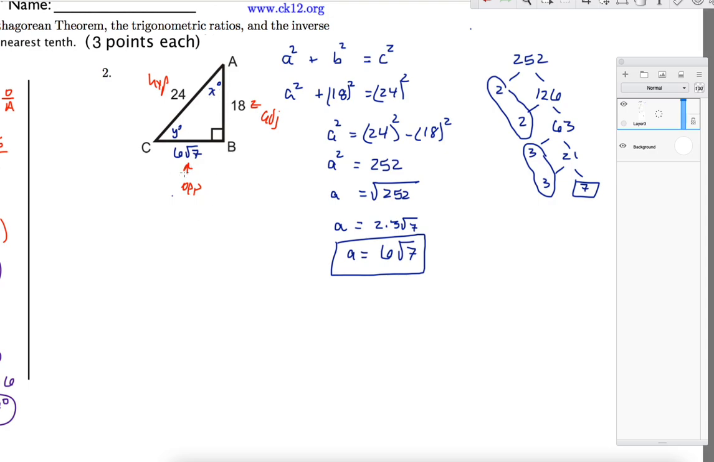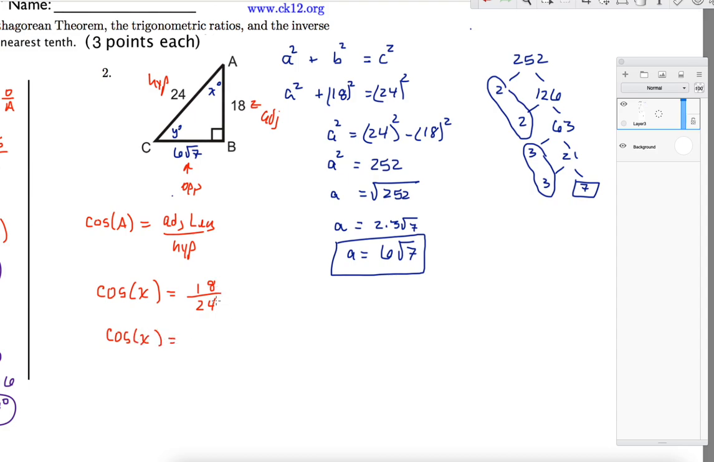So I could go with this opposite, but I don't want to deal with the root 7. How about let's do the adjacent and the hypotenuse. So which trig function do we use for that? It would be cosine, because cosine of an angle is the adjacent leg over the hypotenuse. So let's substitute what we know. Cosine of x equals 18 over 24. We could simplify that if we want. Why not?